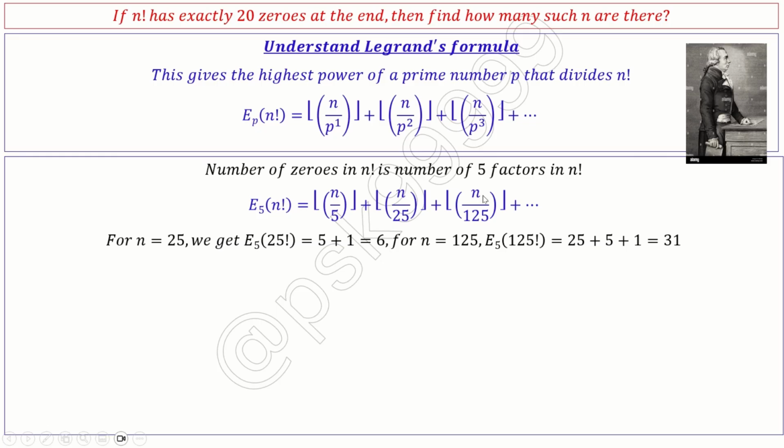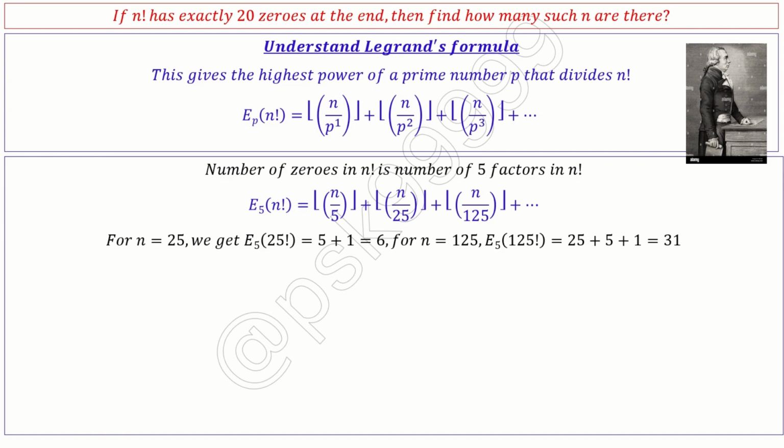Now let's take the next one. For n equal to 125, E_5(125!) is 125 by 5, which is 25, 125 by 25, which is 5, and 125 by 125, which is 1. That is a total of 31 zeros. So our answer is somewhere between 25 factorial and 125 factorial. We need 20 zeros, and it is more towards 125, not towards 25, if you see.